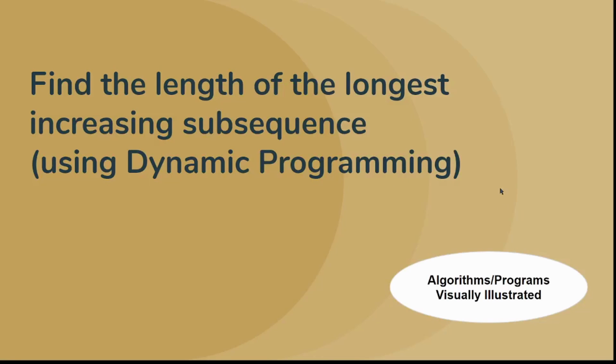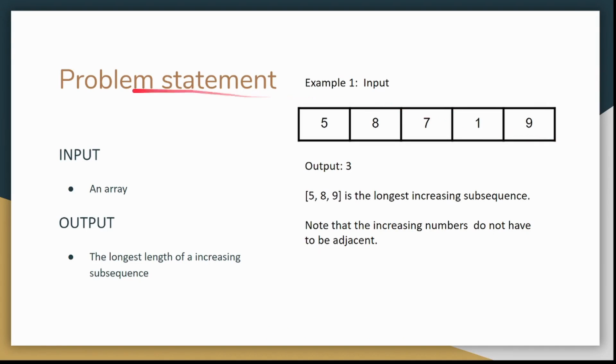Find the length of the longest increasing subsequence using dynamic programming. Problem statement: the input is an array and the output is the length of the longest increasing subsequence. So example 1. The input would be this array, 5, 8, 7, 1, 9. The output would be 3. 5, 8, 9 is the longest increasing subsequence. Note that the increasing numbers do not have to be adjacent.